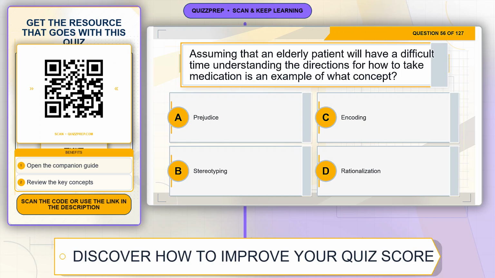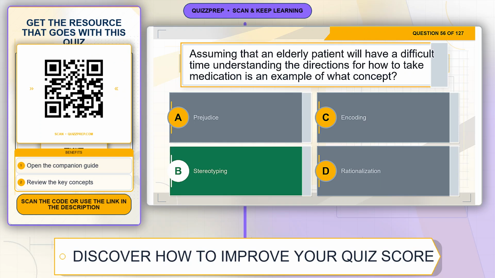Question 56. Assuming that an elderly patient will have a difficult time understanding the directions for how to take medication is an example of what concept? Option A, prejudice. Option B, stereotyping. Option C, encoding. Option D, rationalization.